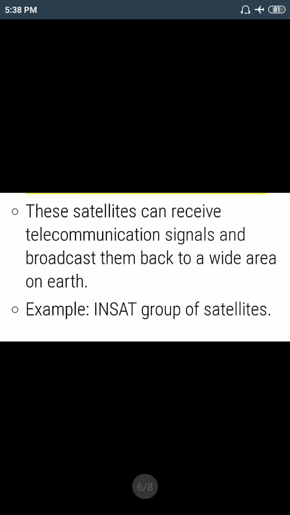These satellites can receive telecommunication signals and broadcast them back to a wide area on the earth. Whatever TV channels we see, different channels, come from that geostationary satellite. There is the INSAT group of satellites, INSAT 1A, INSAT 1B. Many satellites are there. We use them not only for telecommunication but also for different purposes. One is telecommunication and broadcasting.